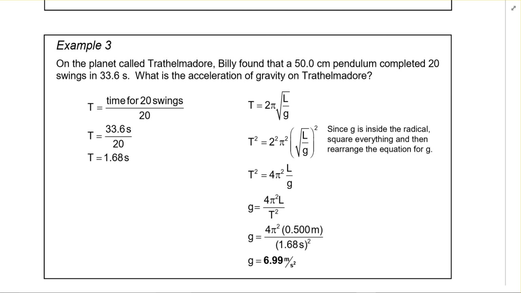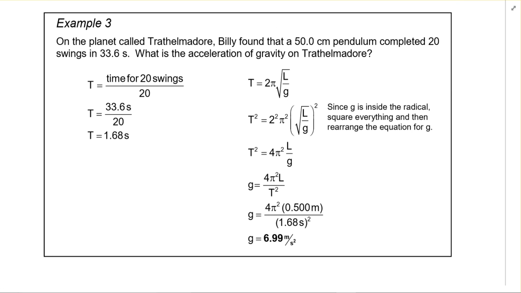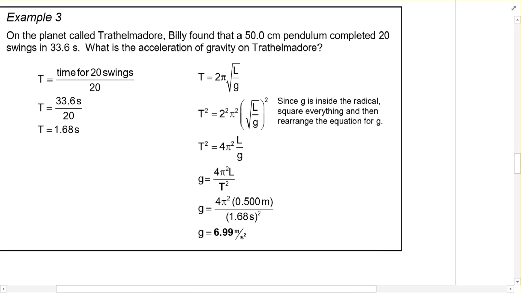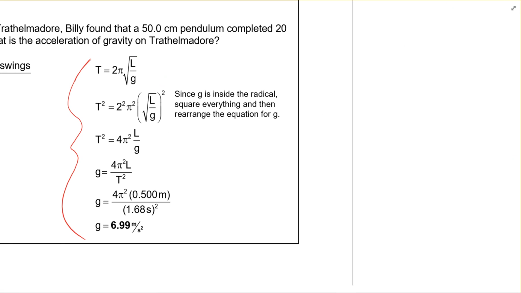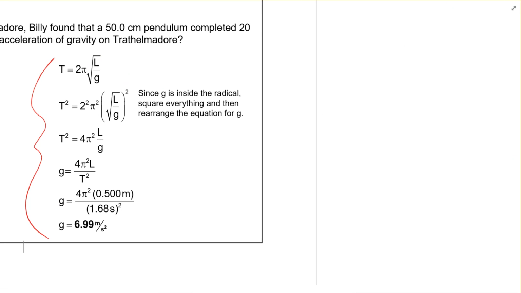Actually, you know what though? I might show you how to rearrange for gravity because I know this is a tough one for some students. So here it is, one method. I'll show you over here how I would rearrange for g. I would start out with T is equal to 2 pi square root of length over gravity. And I want g on its own. That's the goal here, right?